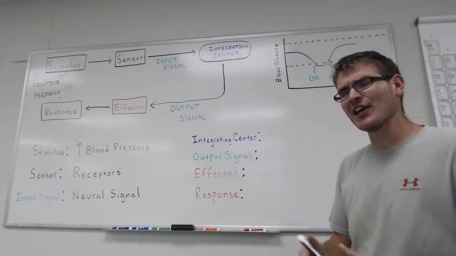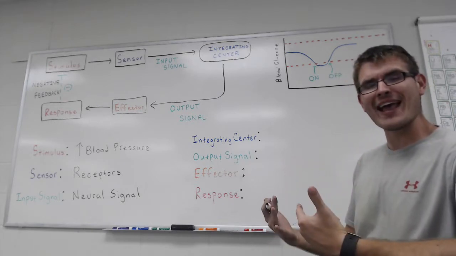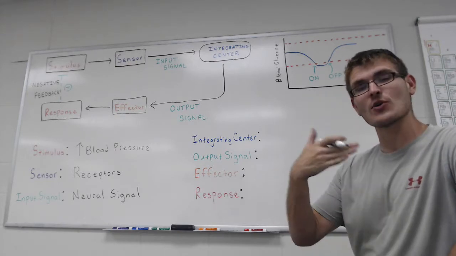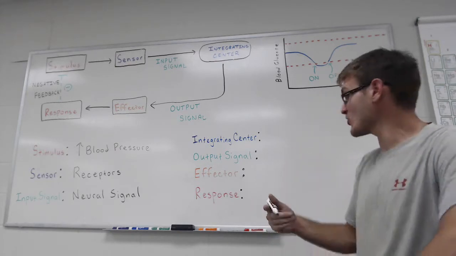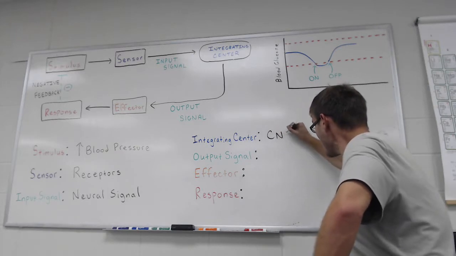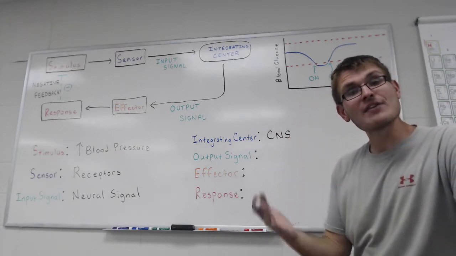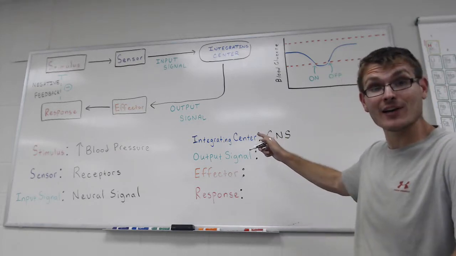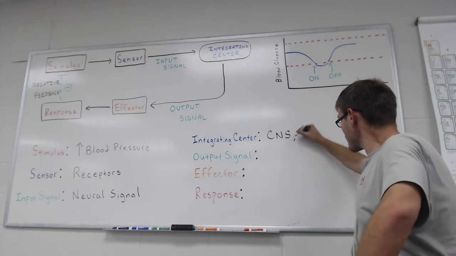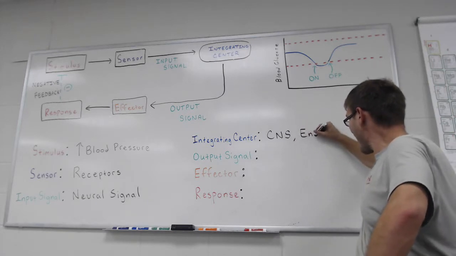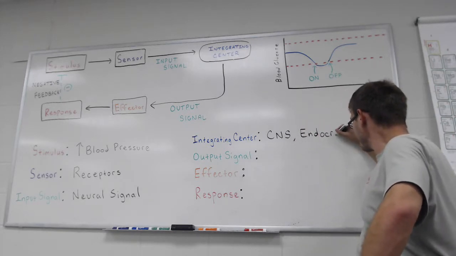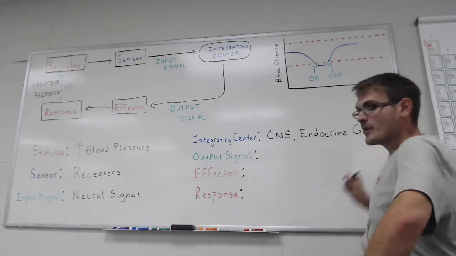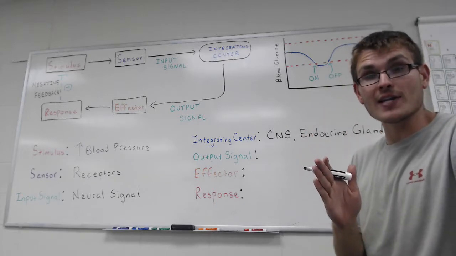If you've been looking ahead, you're probably aware that the integrating center most often is going to be either the brain or the spinal cord. So it's going to be some component of the central nervous system. But the interesting thing here is that even though most of the time a component of the central nervous system will be your integrating center, it's not always the case. Endocrine glands can also act as integrating centers. That will be a topic for another time.